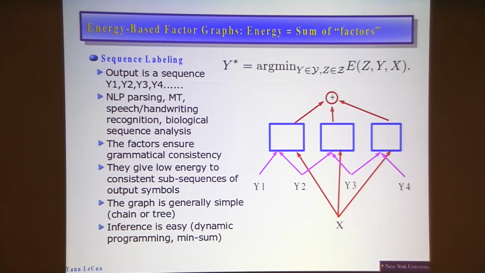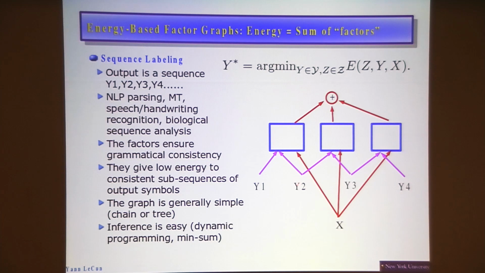So what we want is to take into account the fact that a particular character can follow only a few other characters. If this character is a Q, then the next character is most likely a U if we're talking about English or French. And if this character is an A, then there is a probability distribution, or some energy, for the next character to be something else. And we're going to encode this into those factors.